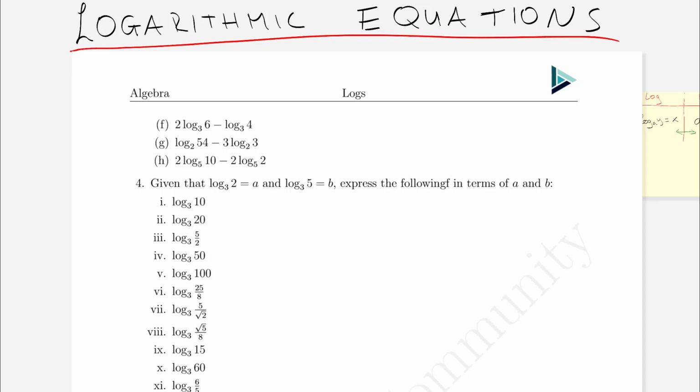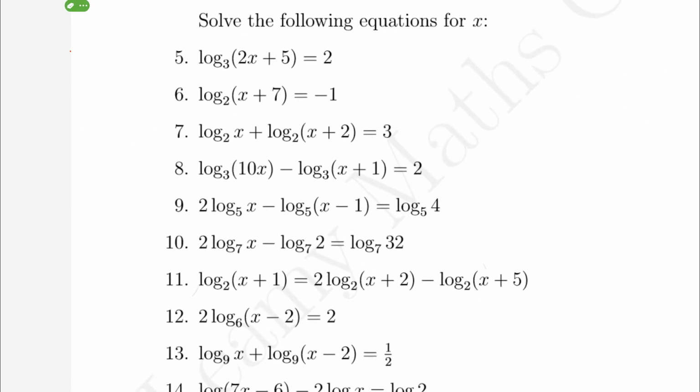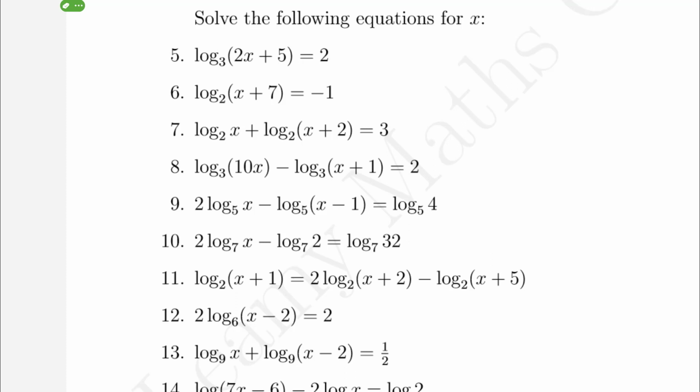So now we're going to continue with logarithms and look at some logarithmic equations. A logarithmic equation would be the likes of what you see here, where you have your logs and some unknown variable, in this case it's x, and you also have your equals sign, and we have to solve these equations for x.